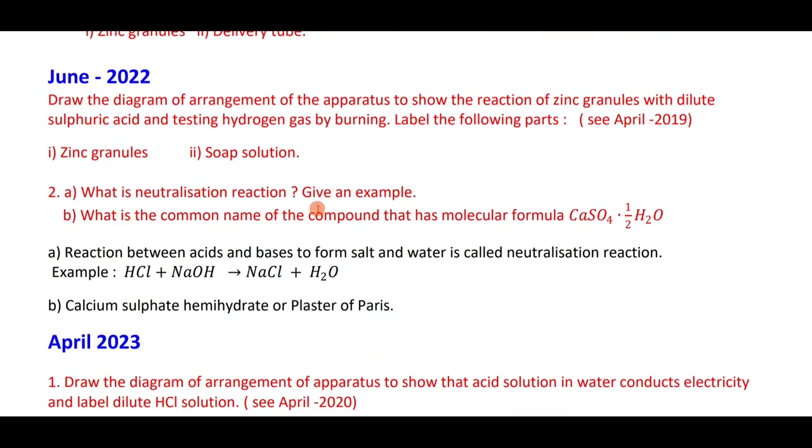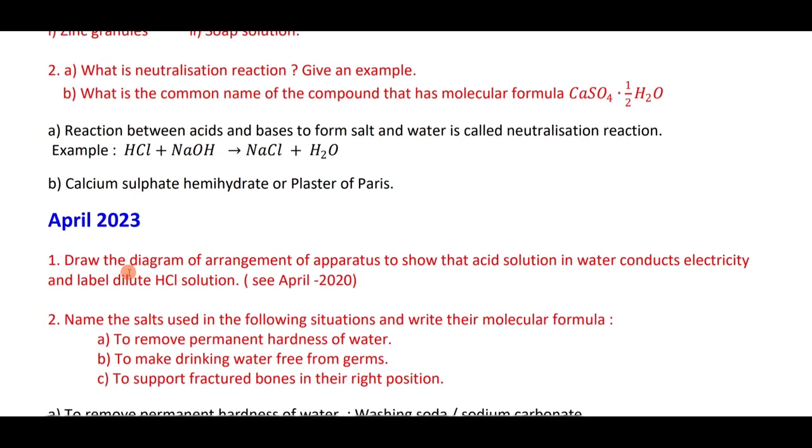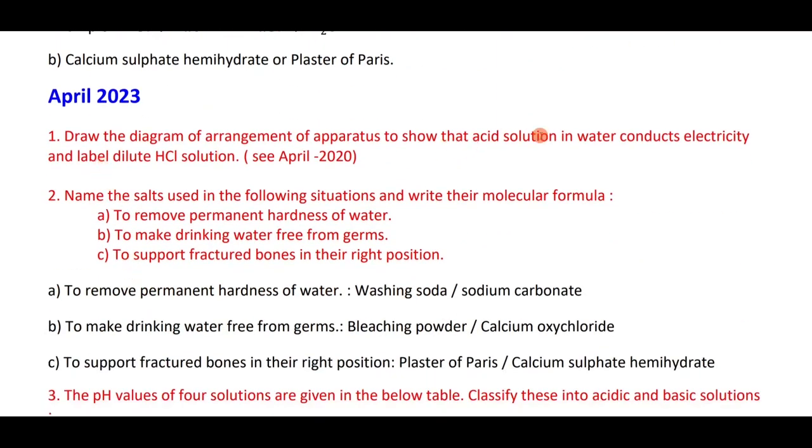What is the common name of the compound that has molecular formula CaSO4 dot half H2O? It is plaster of Paris. What is a neutralization reaction? The reaction between an acid and a base to form salt and water is called a neutralization reaction. So again, important diagram: acid solution in water conducts electricity.